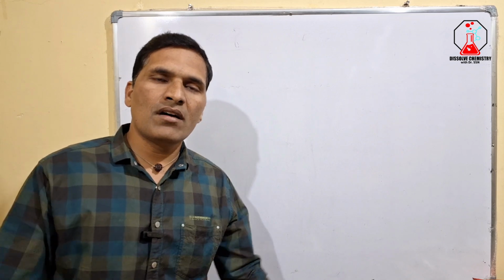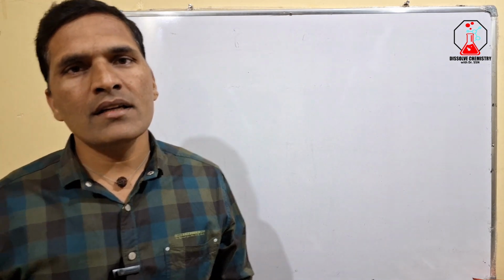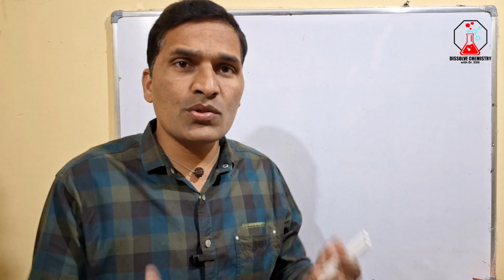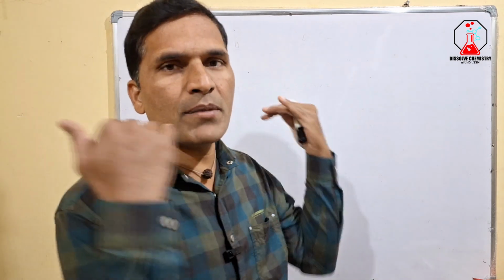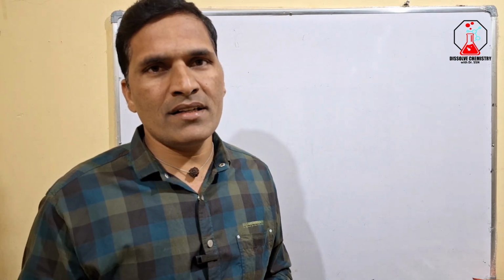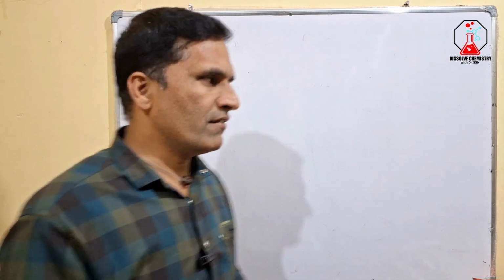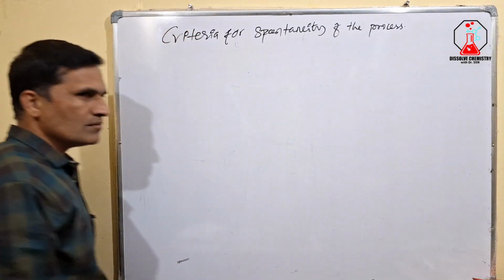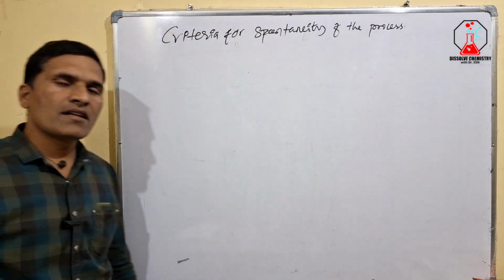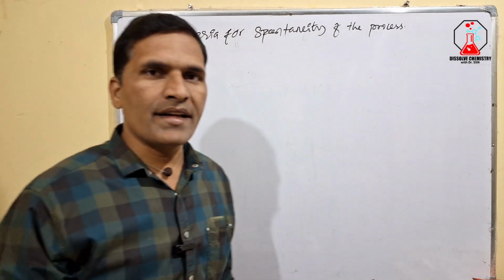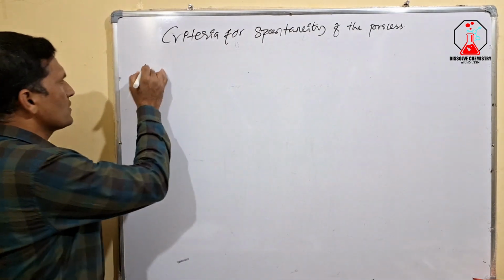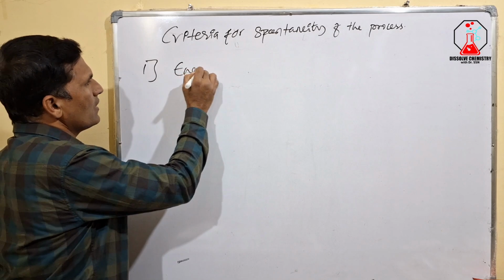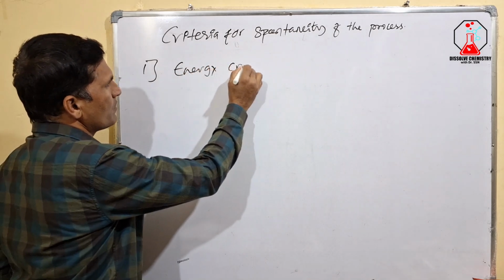If the reactions or the processes are occurring spontaneously on their own without any external aid in a particular direction, what are the criteria it requires to be spontaneous, that we will see. Criteria for spontaneity. First we will consider the energy criteria, and then we will explain.